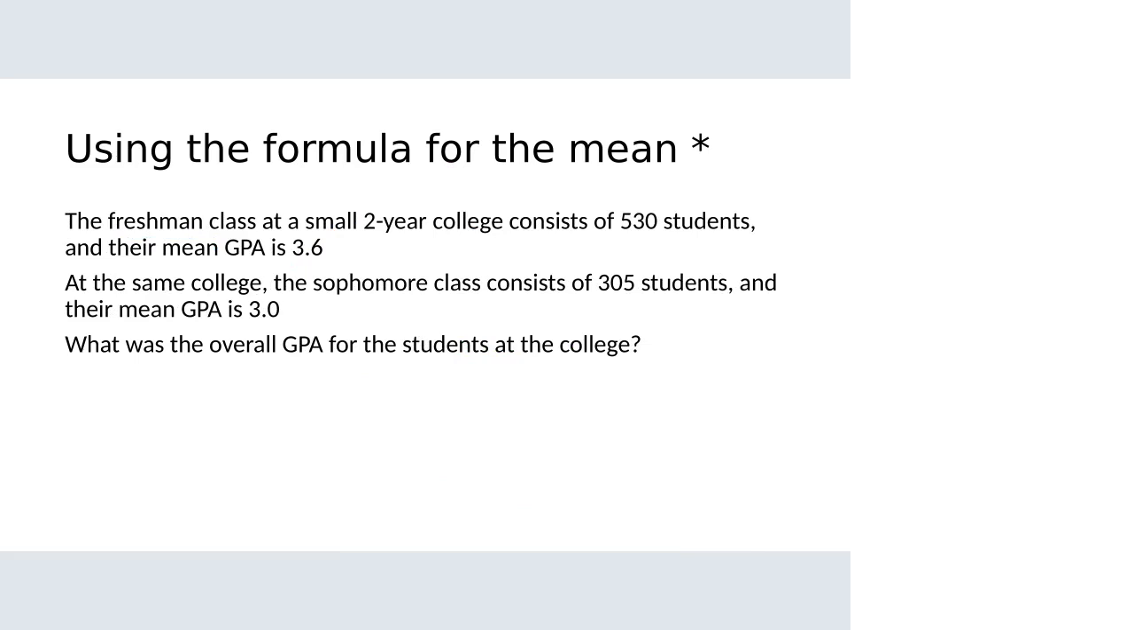The freshman class at a small two-year college consists of 530 students. Their mean GPA is 3.6. At the same college, the sophomore class consists of 305 students, and their mean GPA is 3.0. What is the overall GPA for the students at the college? Remember, what we don't want to do here is say, well, halfway between those, 3.3, all done. Don't do that. Instead, this sets up beautifully for a frequency table. And that's all the hints I'll give you, and I'll let you try it.